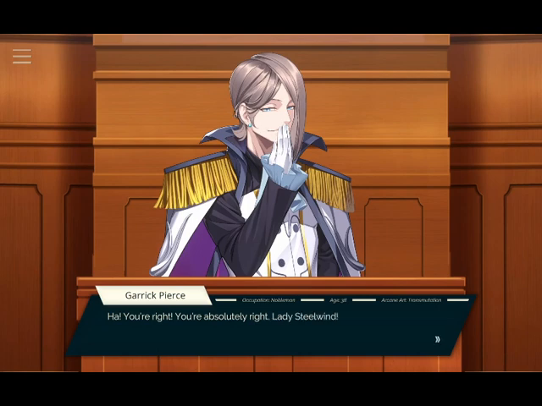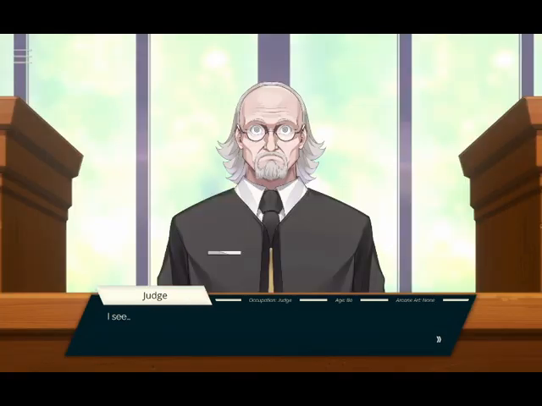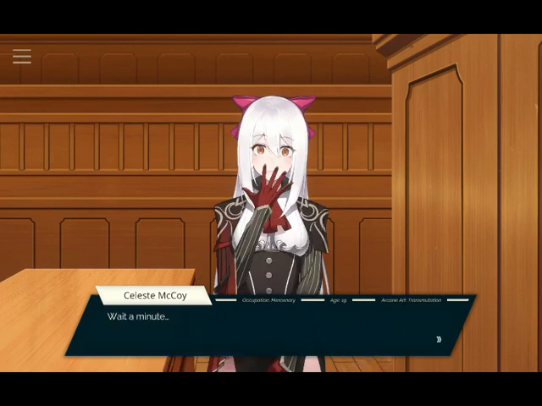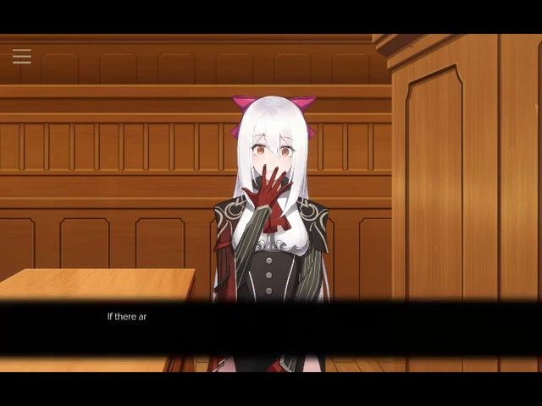You're right. You're absolutely right, Lady Steelwind. I couldn't possibly have committed the murder. I see. With that in mind, that would leave the defendant as the only possible killer. But he was the only other mage there. He has to be the real murderer. But he doesn't know any transmutation spells that can affect a solid object. We can't prove that he stabbed him while casting magic. Wait a minute. How did he do it then? She's right, how did he do it?